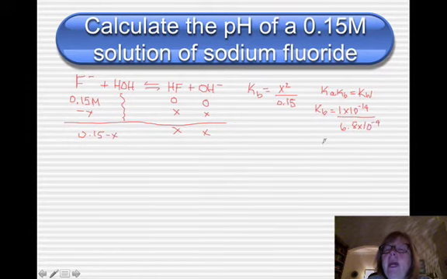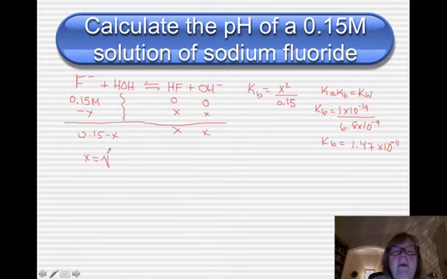All right, so the Kb for this is 1.47 times 10 to the negative 11th. All right, so we're going to plug that into our equation, and so our x, which is our hydroxide ion concentration, our x is equal to the square root of the Kb, 1.47 times 10 to the negative 11th, times our initial concentration of our fluoride ion, which is 0.15.